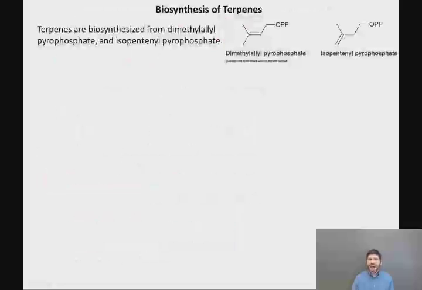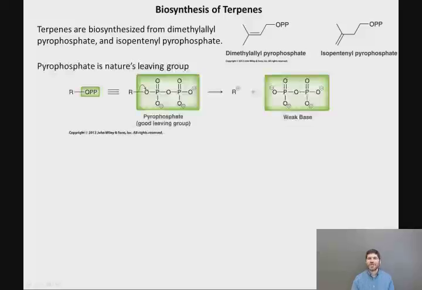So if nature does not make terpenes by polymerizing isoprene, how does nature make terpenes? Well, the answer is that it uses two building blocks: dimethyl allyl pyrophosphate and isopentenyl pyrophosphate. So pyrophosphate is nature's leaving group.